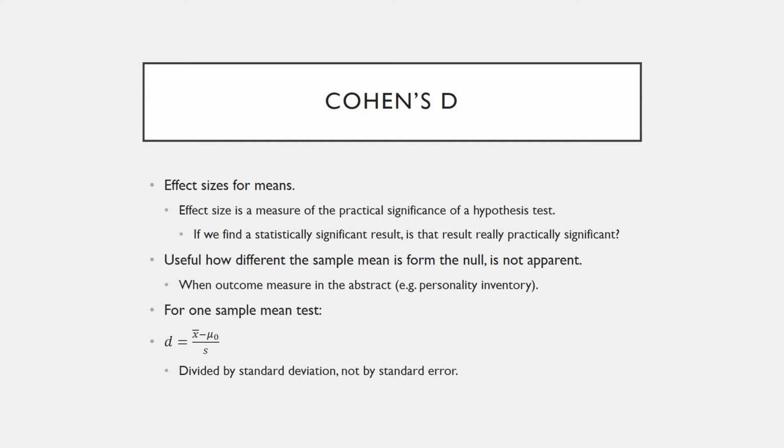And then you divide by the standard deviation and not the standard error, because the standard error is really affected by how much power you have in your test. It's affected by the sample size, which affects your power. So we don't want to know if it's statistically significant. We already determined that with the hypothesis test. We want to know if it's practically significant. So we just divide it by the standard deviation. This is how much you expect them to vary in the population.